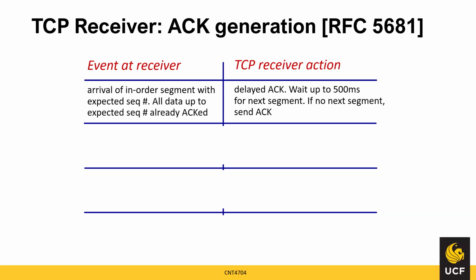The first thing we have is an in-order segment. If an in-order segment arrives with the expected sequence number, TCP says, hey, this checks out, I will send an acknowledgement back. This is a straightforward case. The data arrives in order, and the receiver just confirms it right away.